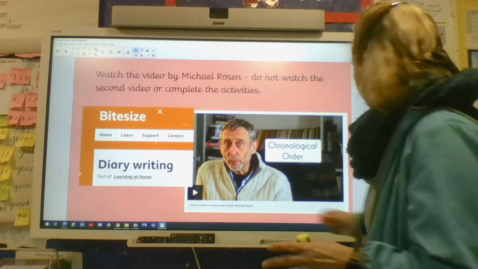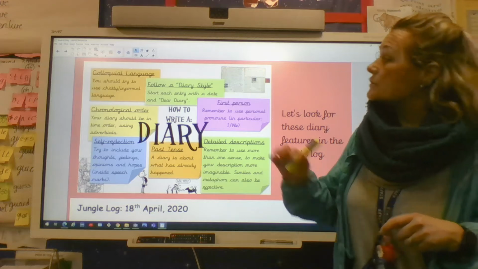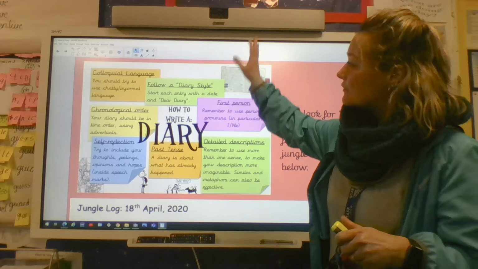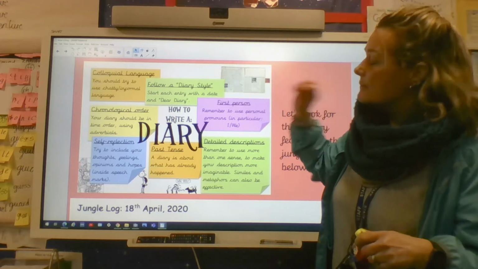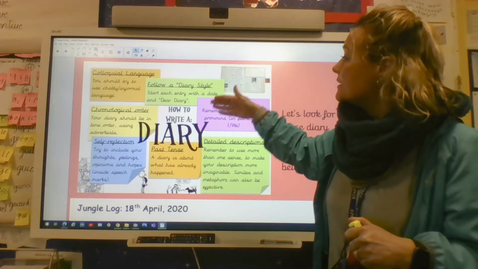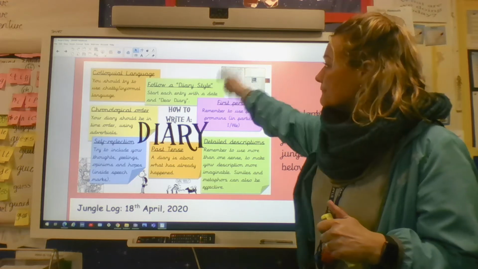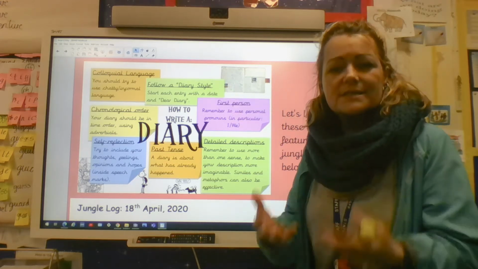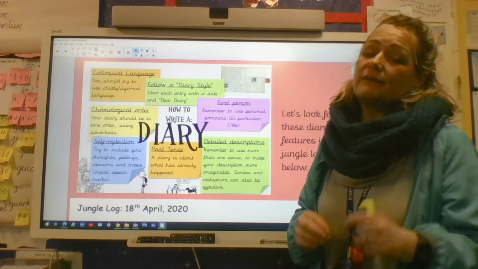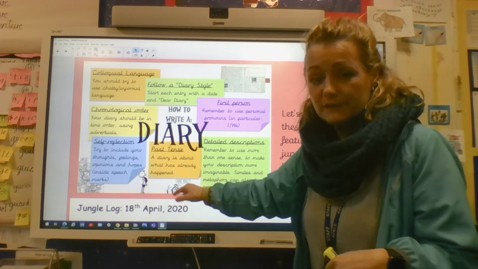So with that in mind, next teaching slide, I have saved onto the website a copy of this poster, How to Write a Diary, and you'll see it's got all the key features. So the main features of a diary are up here, the success criteria if you like. For example, writing in first person using I or we, following a diary style. So you might write Dear Diary if you're doing it as a jungle log, which we are this week. We won't necessarily write Dear Diary. What we will do instead is write the date and refer to it as a jungle log.